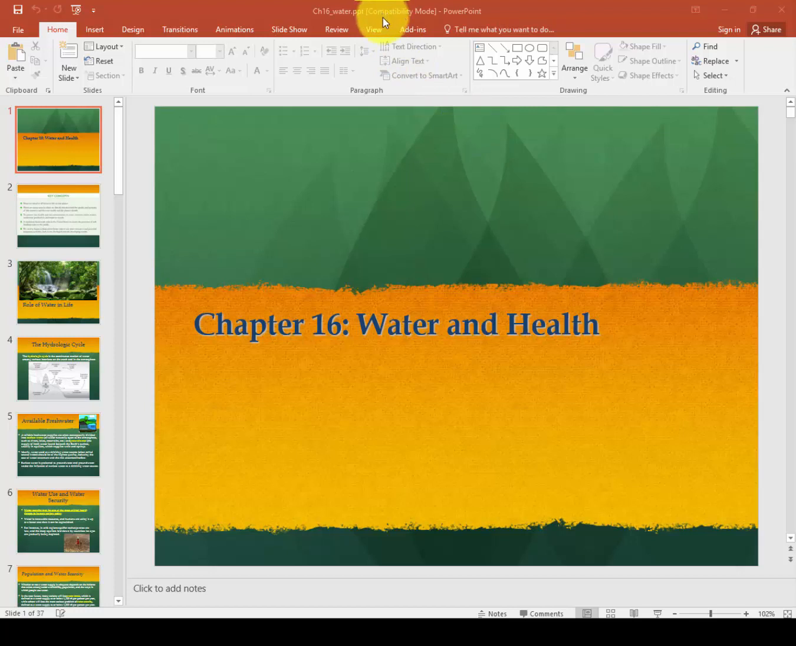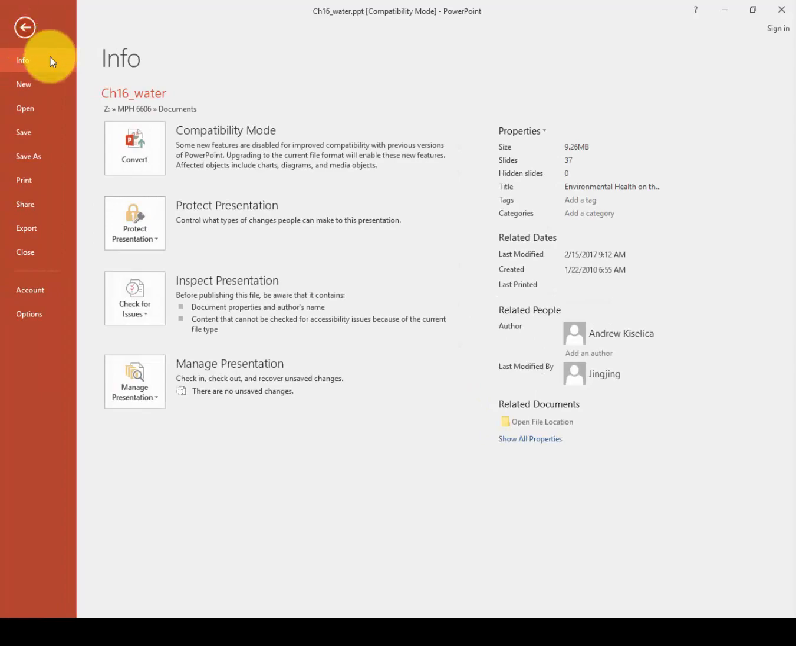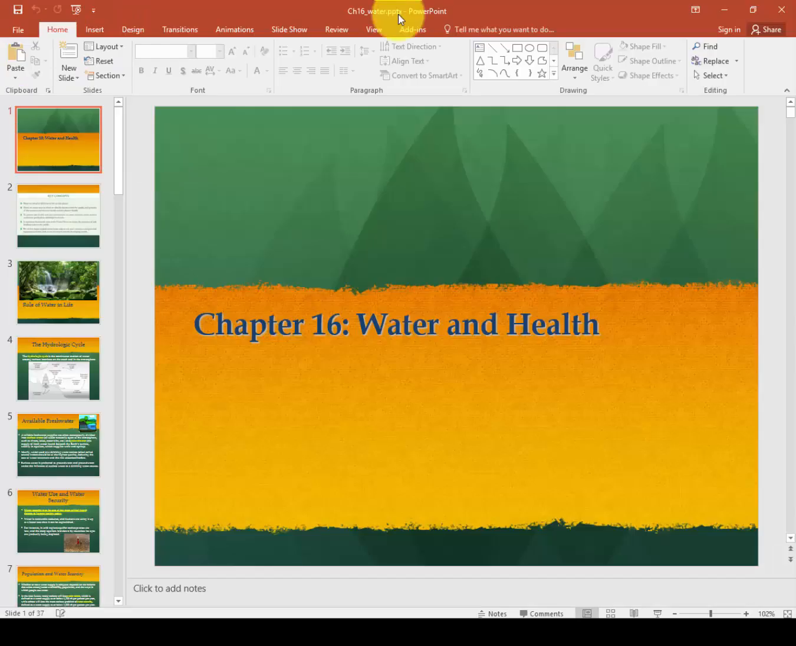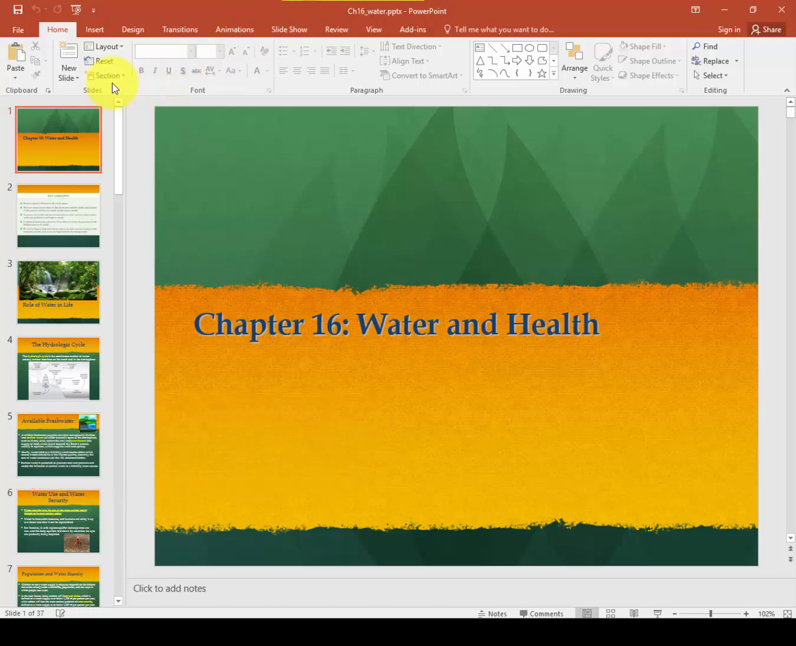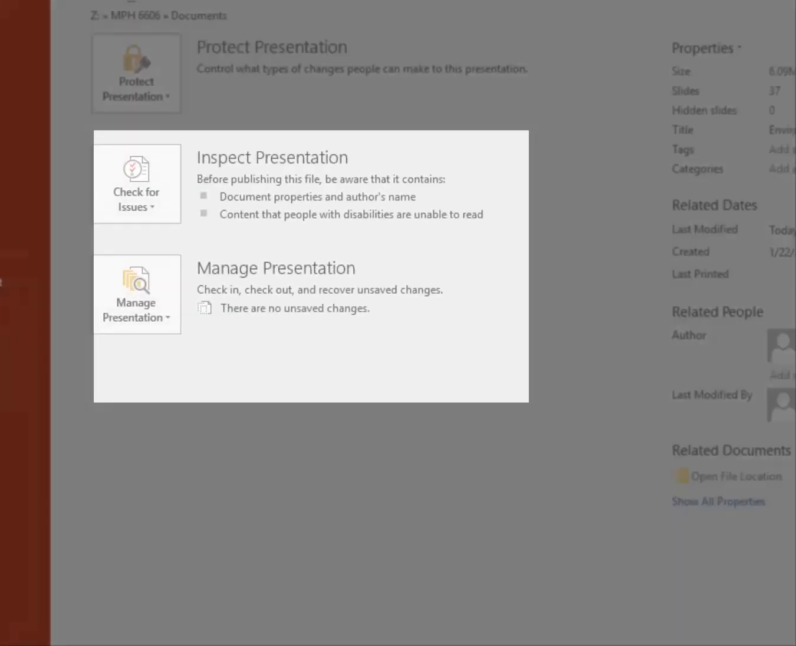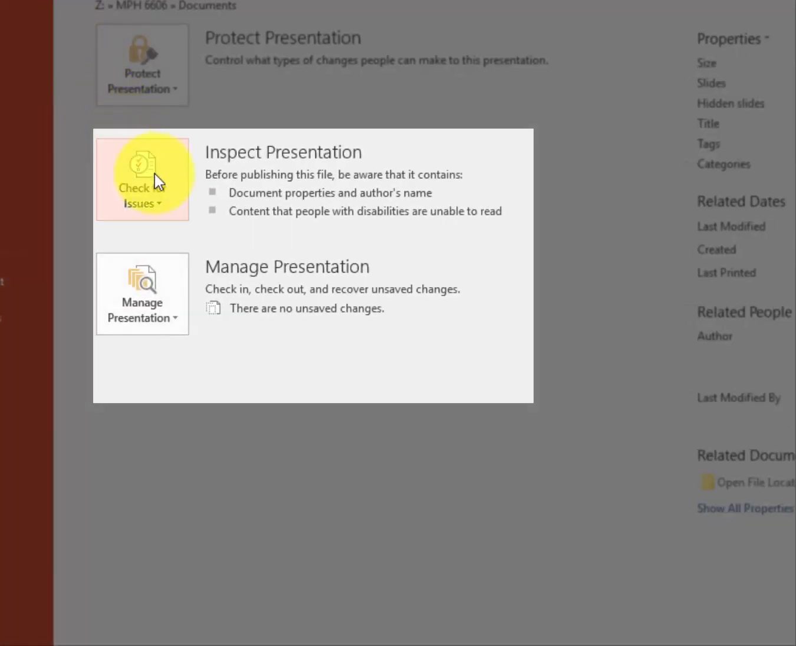To open the accessibility checker, you must open PowerPoint and make sure your PowerPoint is enabled to edit and is not in compatibility mode. If it is in compatibility mode, go to the File tab and select Convert. This will allow you to return to the File tab where there are three options in the middle column. Go to the one that says Inspect Presentation.